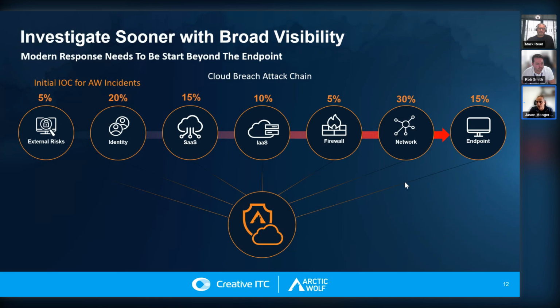Looking at public cloud, obviously all of us typically have some infrastructure in the cloud now. So looking at your IaaS environment, your external perimeter, your firewall, your internal network, and then your endpoint. The percentages shown here are where initial indicators of compromise for Arctic Wolf raised incidents come from. And you can see it's not just on the endpoint, right? If you have that holistic visibility across the whole attack chain, you've got many more opportunities to detect a threat actor early in the kill chain, before they get to that impact stage.